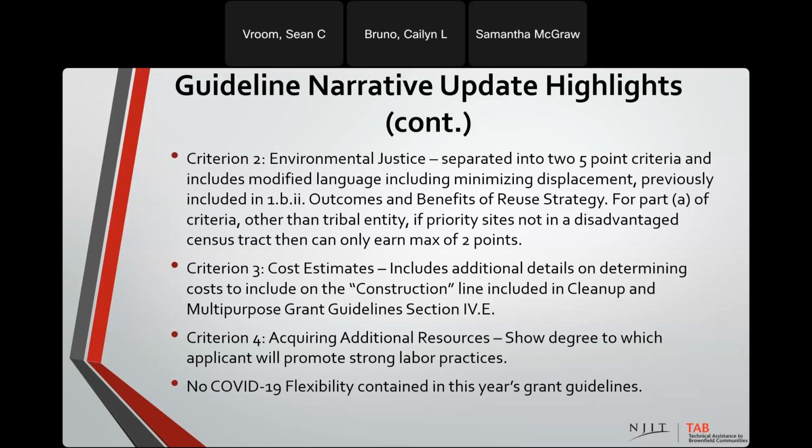That's all that's saying. Under criterion 4, acquiring additional resources, you need to show the degree to which you would be able to promote strong labor practices. And then the last change was that no COVID flexibility is contained in this year's grant guidelines. In the last 2 or 3 years, you had to account for how you were going to deal with COVID as far as community engagement and moving your project forward. All of that's been removed from the grant guidelines, and it's not required in the applications.